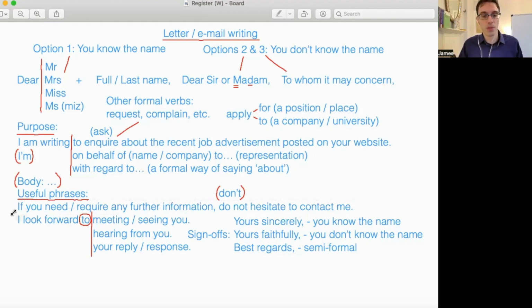Another one that's very common towards the end of an email is "I look forward to," meaning I am happy about or I'm excited about. Now, a very common mistake that students make is they think that this "to" is part of an infinitive. So they would say, "I look forward to meet you," or "I look forward to see you." Whereas actually, "I look forward to" is a set phrase, meaning that "to" is a preposition. And after prepositions, if you use a verb, you need the -ing form. So it would be, "I look forward to meeting you" or "seeing you" or "hearing from you."